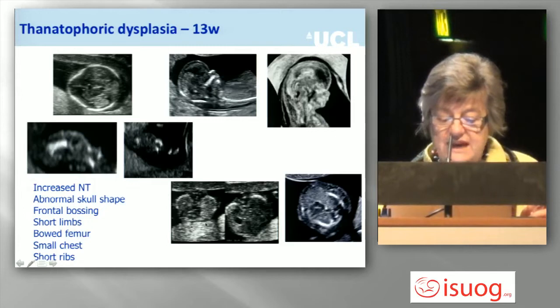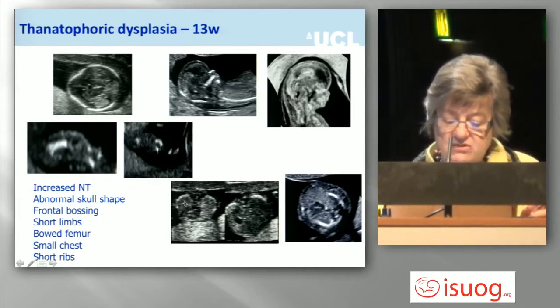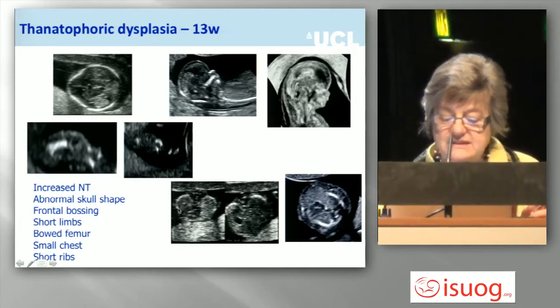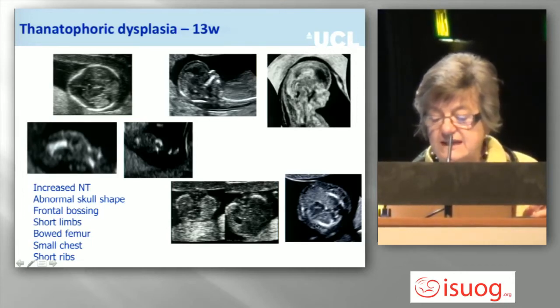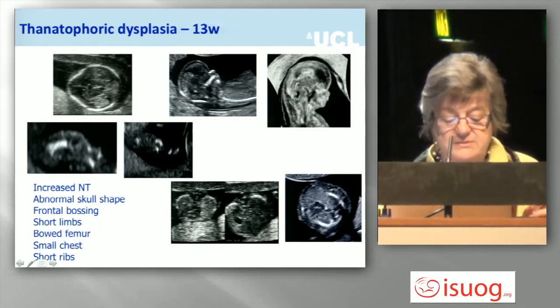And again, you can see how short the ribs are. So here's a cross-section through the fetal thorax, and you can see the ribs end here. And this is the abdomen, the same fetus, and you can see how much smaller the thorax is than the abdomen. And again, here's another case where you can see that the heart appears to be protruding here because the ribs are very short.